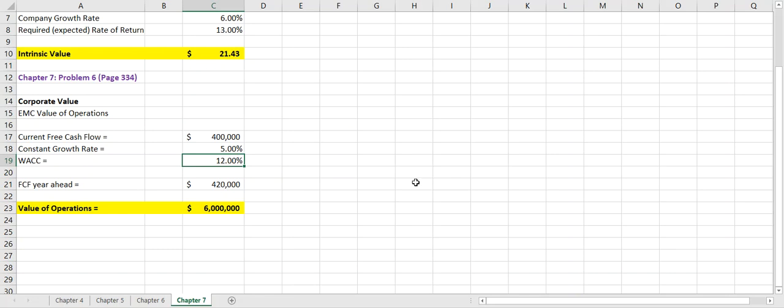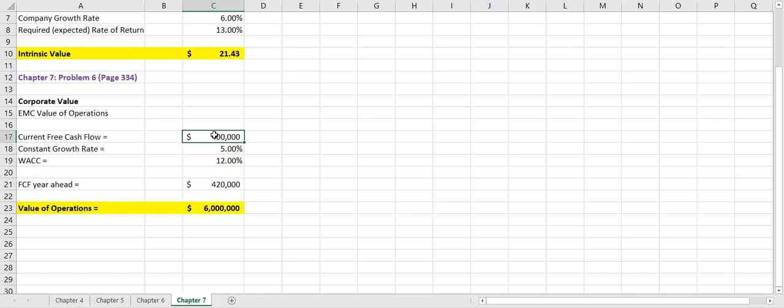So let's say we have a company that has, today, a free cash flow of $400,000. In other words, they're generating after operations $400,000 of available cash to the investors. Their company is growing at 5% and their weighted average cost of capital is 12%. The question of this problem is, what is the value of this company based on this information? What's the value of the assets that are generating this return at these costs?